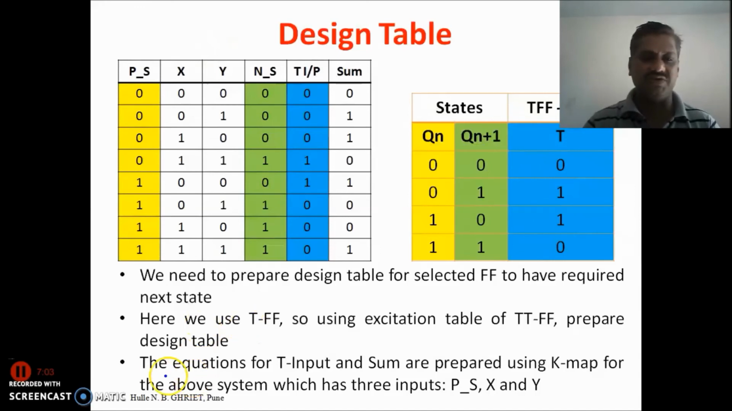Now look at here the last point. The equations for T input, that is the input to the flip-flop, and the output of the flip-flop, that is the sum, are prepared using K-map for the above system, which has 3 inputs. What are the 3 inputs we have? We have X and Y as the basic inputs, and another input is the present state of the flip-flop, which is nothing but the carry. Sometimes carry may be 0, sometimes carry may be 1.